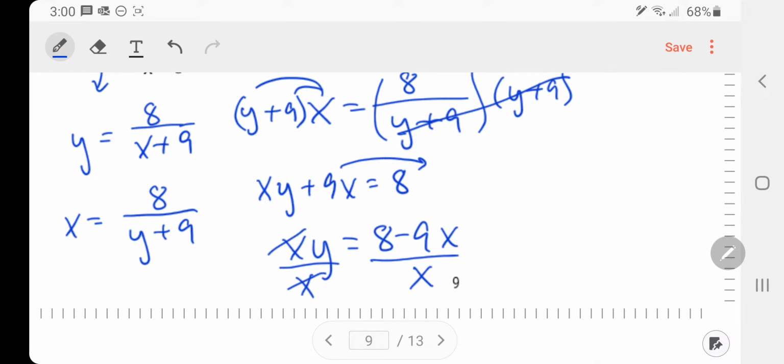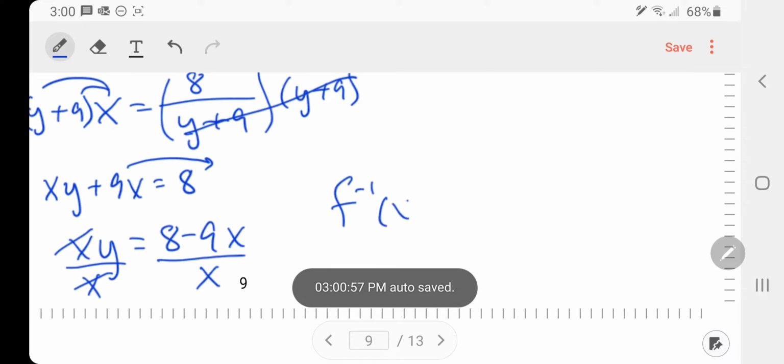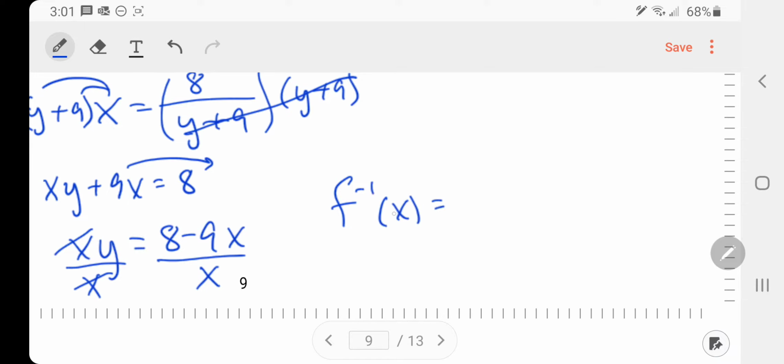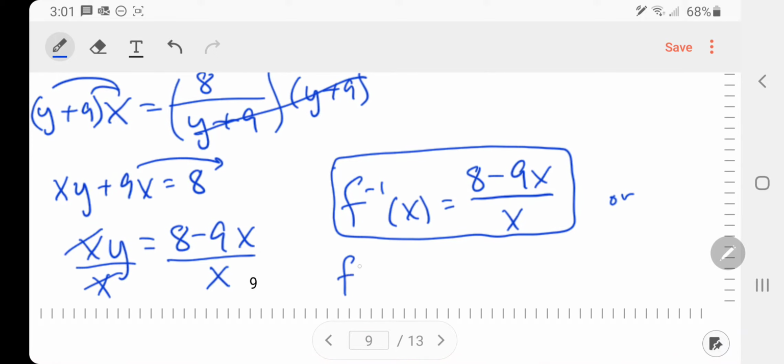Okay? Now that we have y by itself, we can write the inverse function using the inverse notation, which looks like f to the -1. That is the inverse function. And that is going to be 8 minus 9x all over x. That is one way you could write it, okay? Or, if you wanted to reduce this, an alternate answer could be 8 over x minus 9.